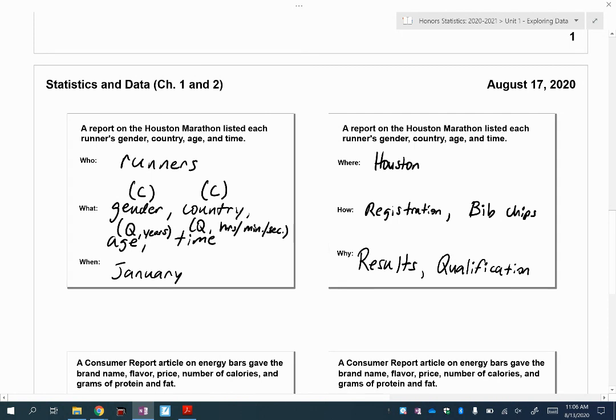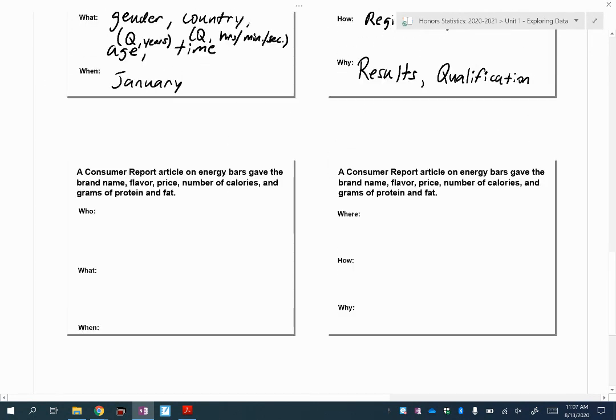All right, so again, you could have written when not listed. You could have written how, kind of just gone with registration or timing. But just try to do your best, even if the information is not given, to list something. All right, let's do the next one.